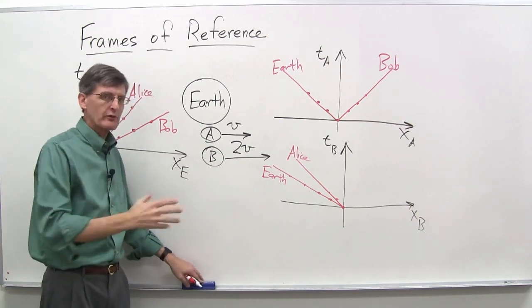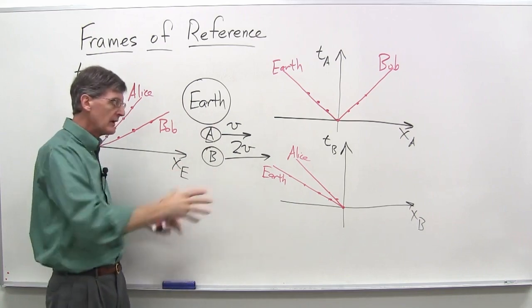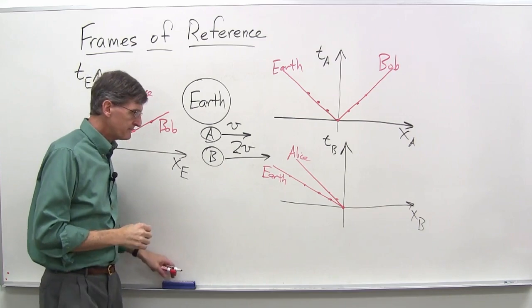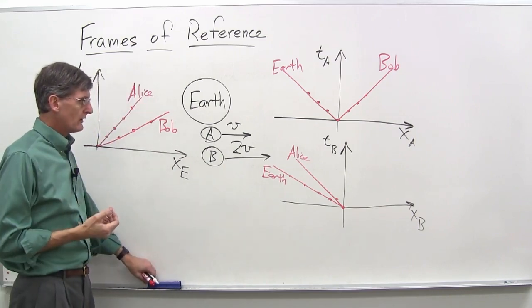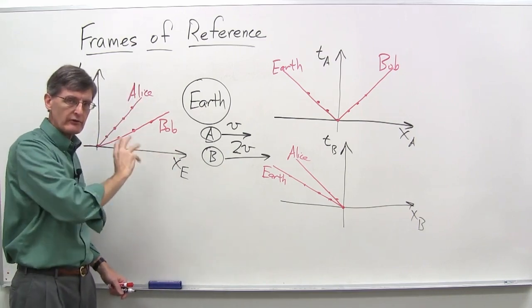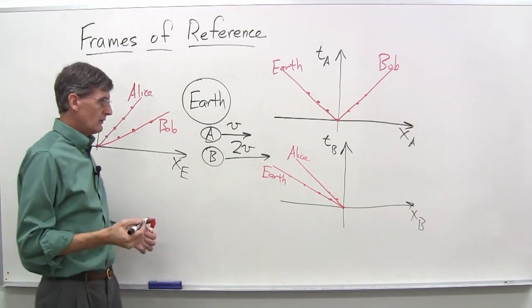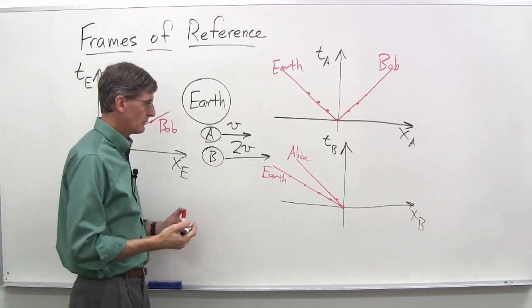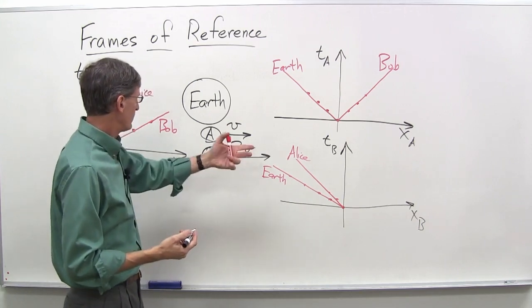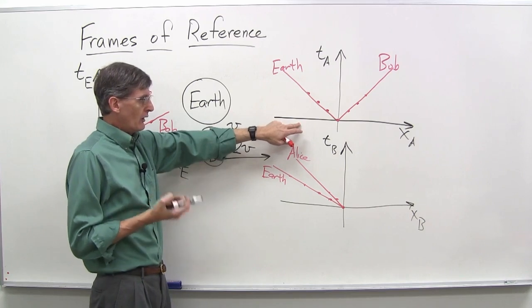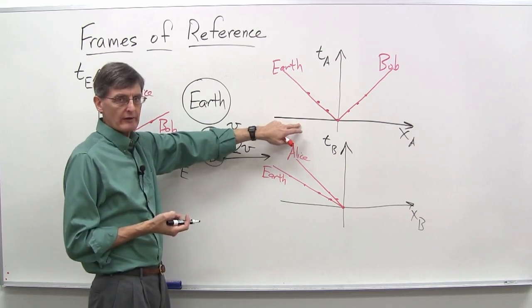So it helps just to play around with these diagrams a little bit, make up little examples for yourself, see how these things work. I want to put one more thing on these diagrams, and then we'll do one other example to have you think about things. But what if I were to plot, let's look at Alice's plot here. Where would Alice be on this plot?